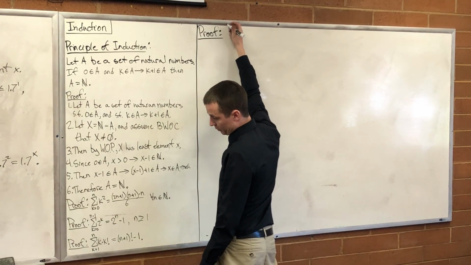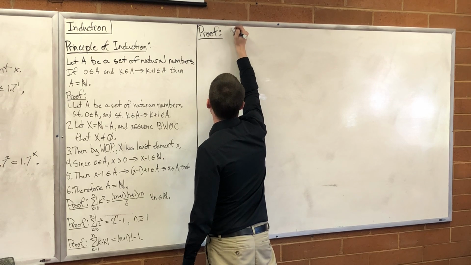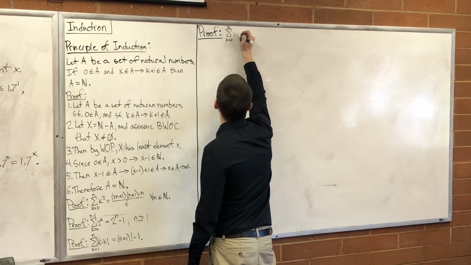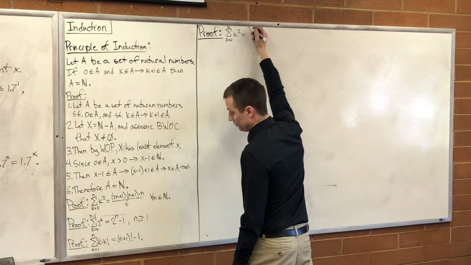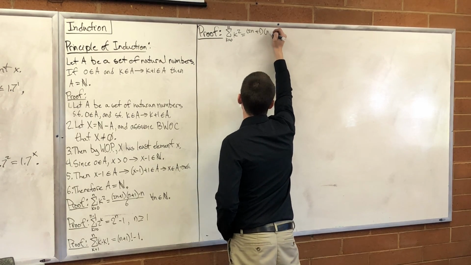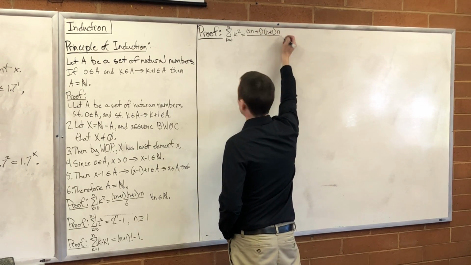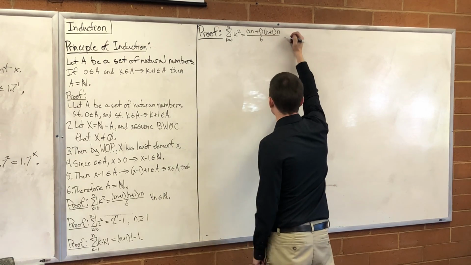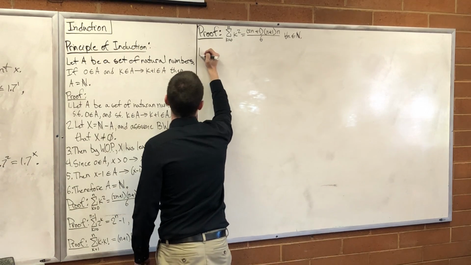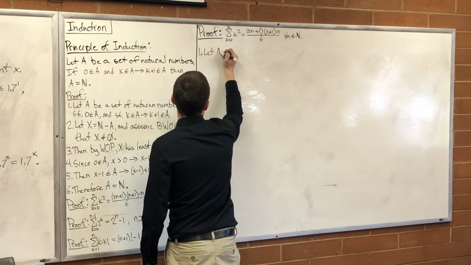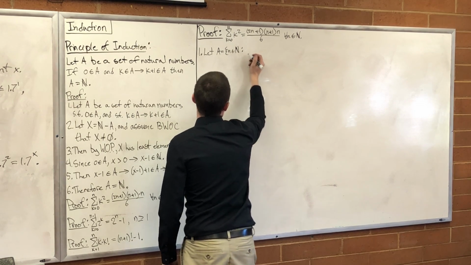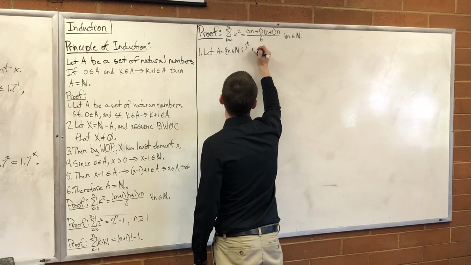So proof, which one are we going to prove? We're going to prove that the sum from k equals 0 to n of k squared is equal to (2n plus 1) times (n plus 1) times n all over 6. We're going to prove that this is true for all natural numbers. Let A be the set of all n in big N such that that is true.